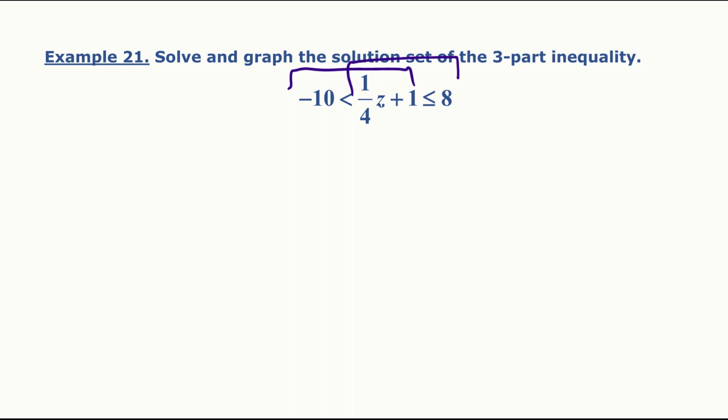So basically, the first thing we'll do is go ahead and clear the fraction, like we would in the case of equations when there are fractions. The best way to approach them is to clear the fraction, and we'll do that by multiplying all three sides by 4. That's the thing about these three-part inequalities. Anytime you do something to one part, you got to do it to all three parts. So we're going to multiply 4 across the board.